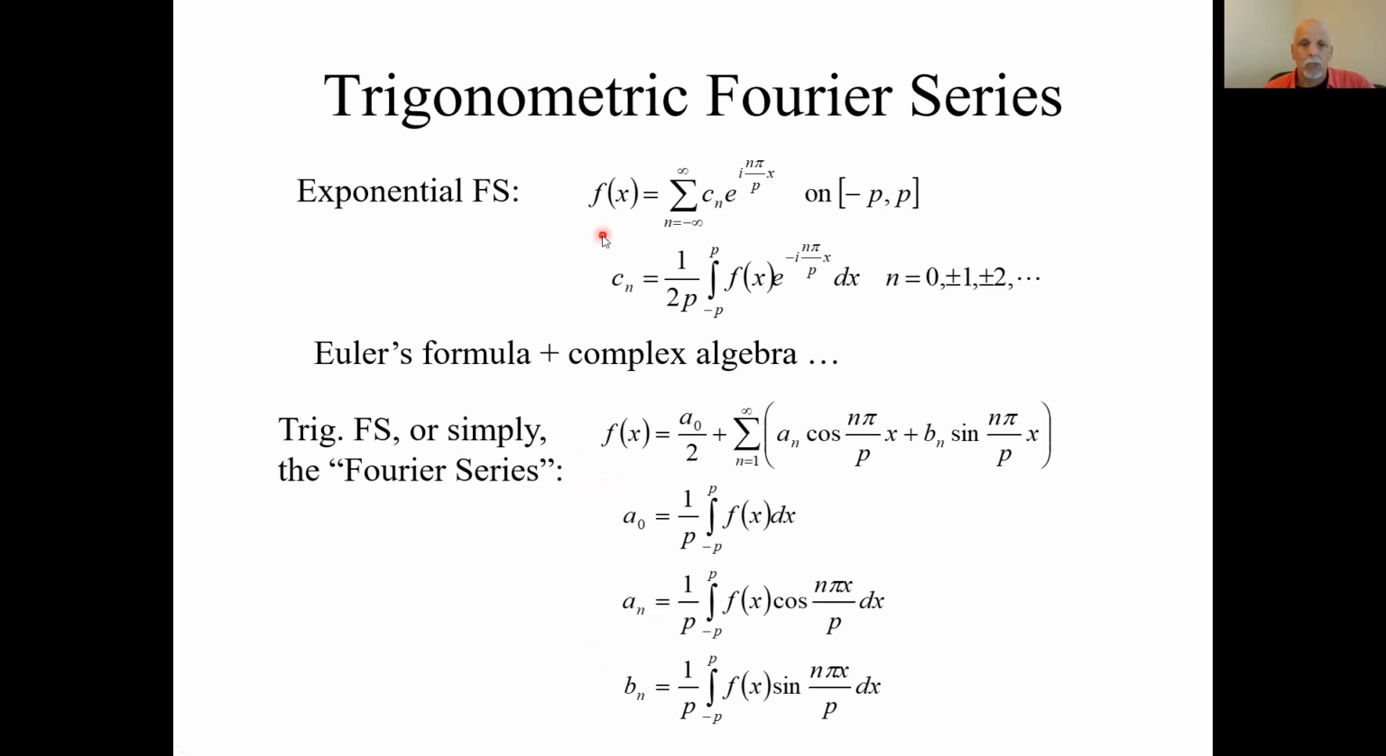If you hadn't seen the exponential Fourier series, I could have derived this directly. Remember, we derived this using an orthogonal set, and the orthogonal functions were these e to the i guys. Well, it turns out that the set of cosine of n pi x over p, sine of n pi x over p, and 1, an infinite set of functions, is also an orthogonal set. And I could have derived this directly from that orthogonal set, kind of the way I did the exponential Fourier series.